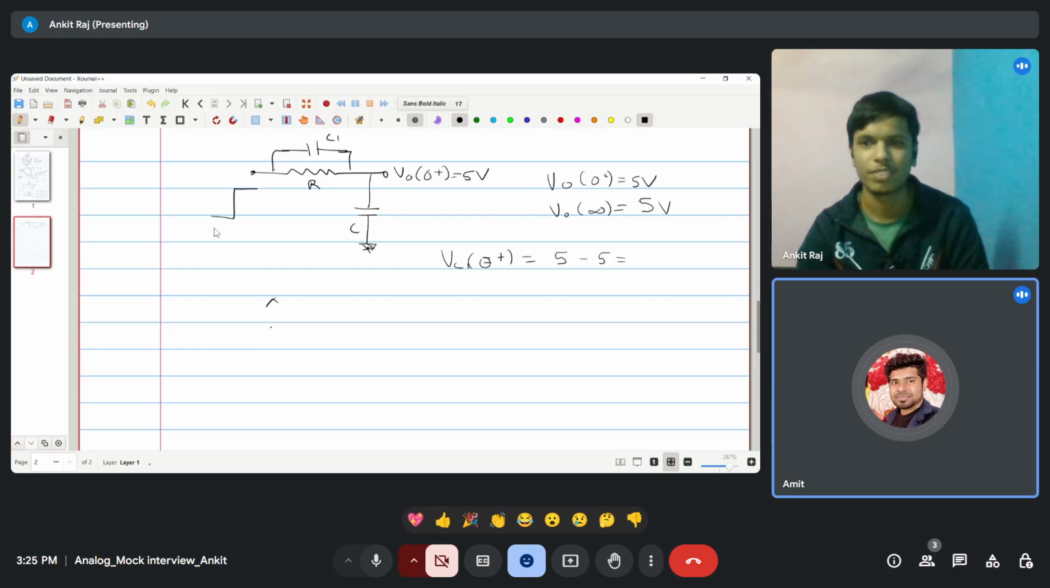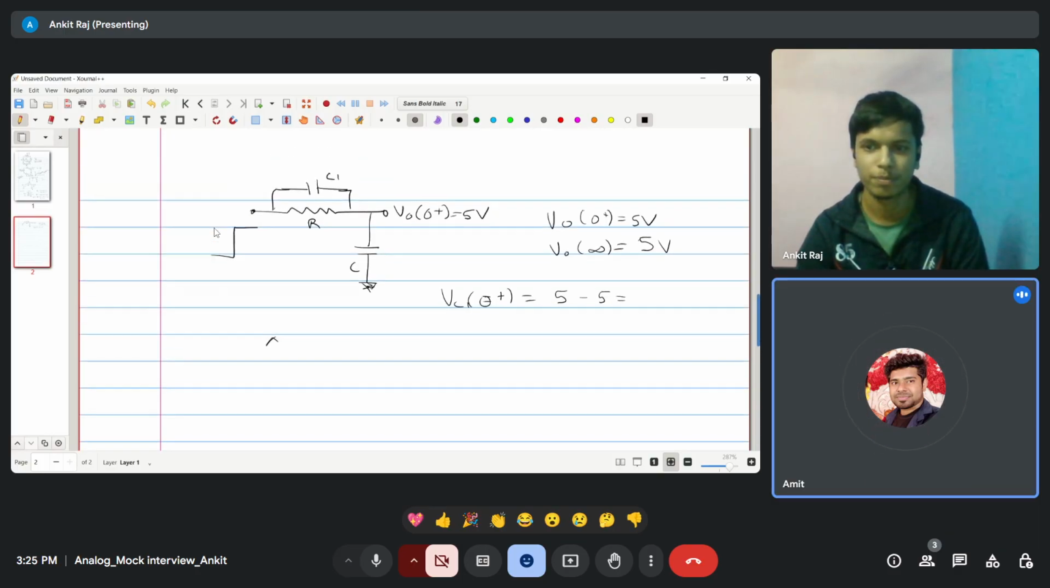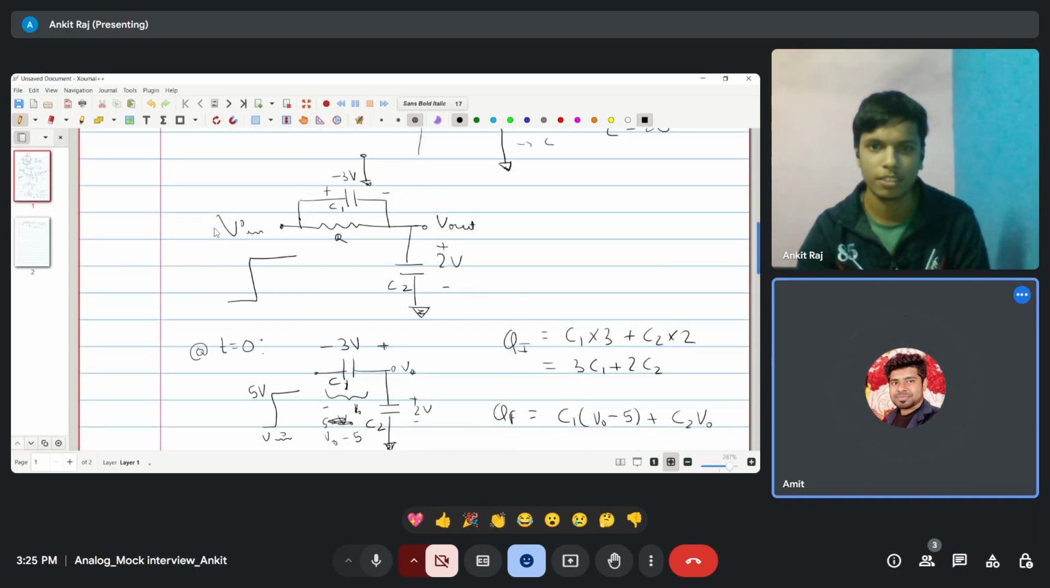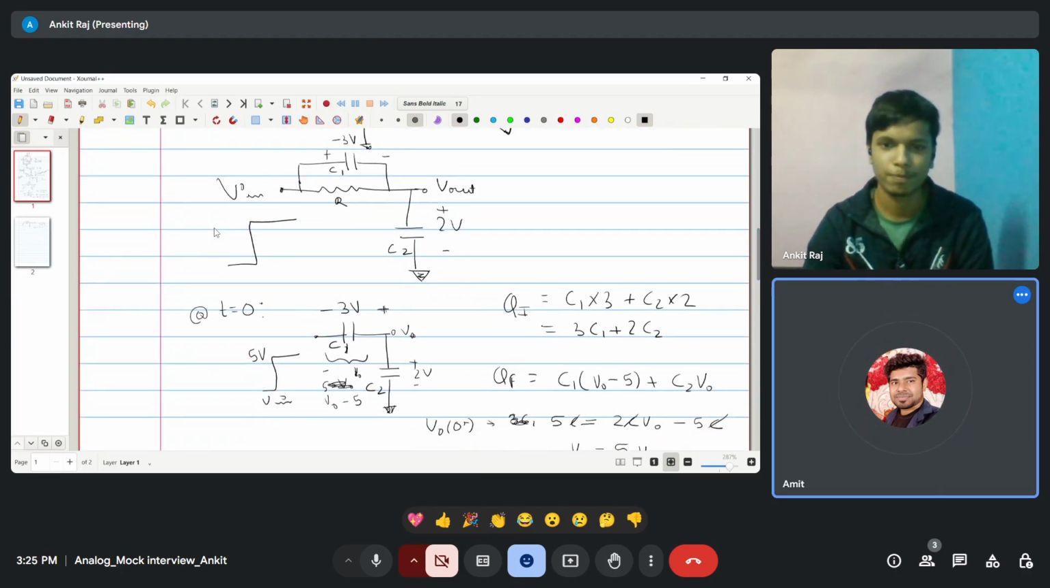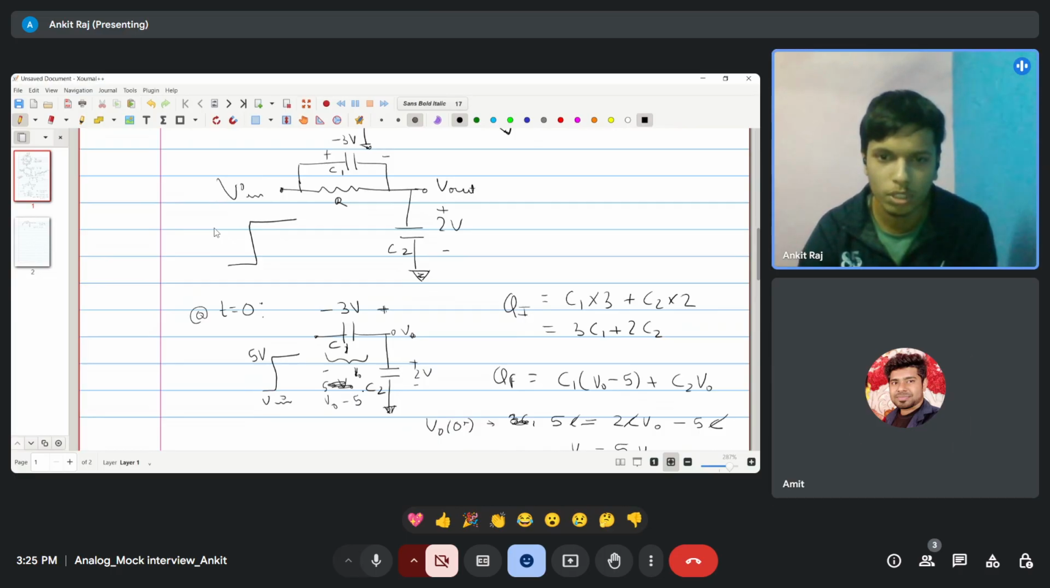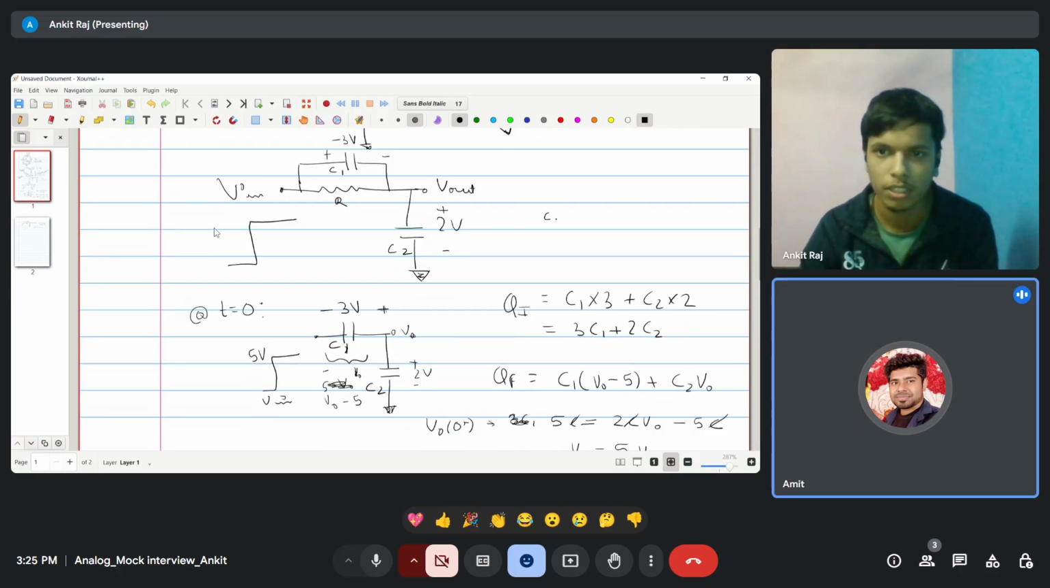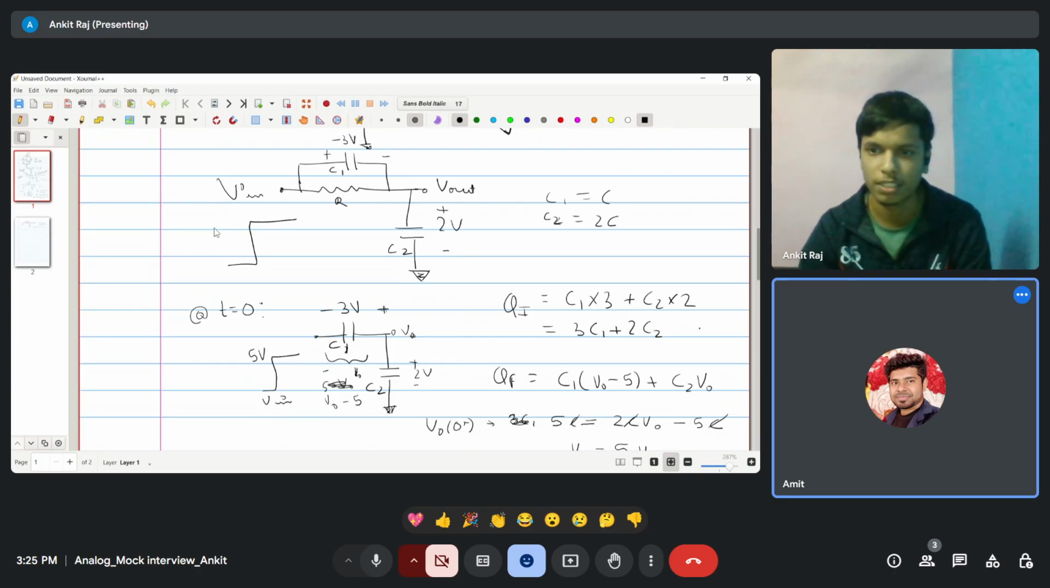Go back to the previous slide. Just make C2 2 times C1. Okay, let's make C2 equal to 2C and C1 equal to C. It will be fine.